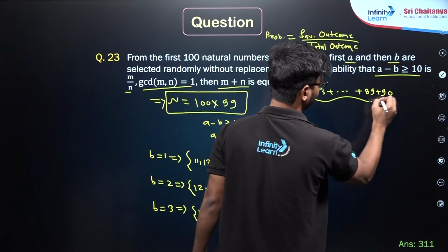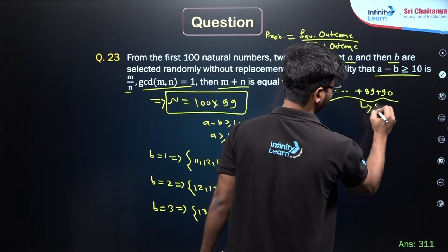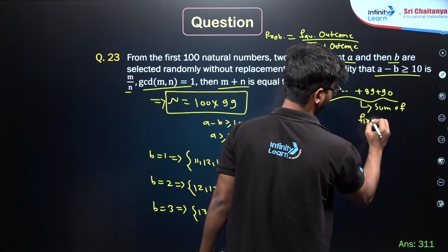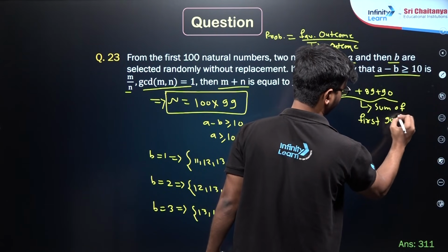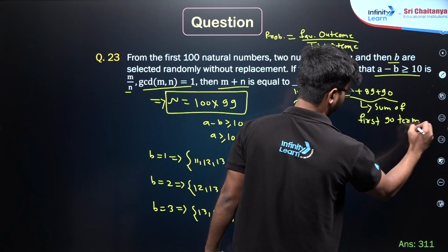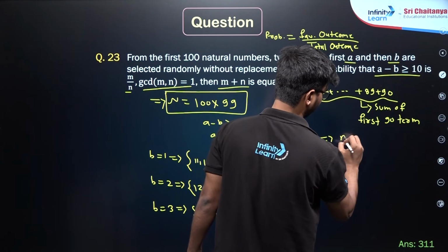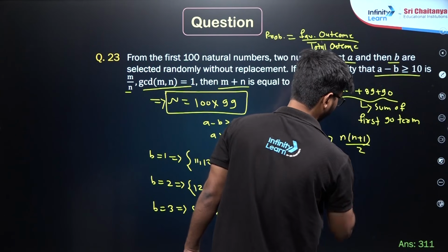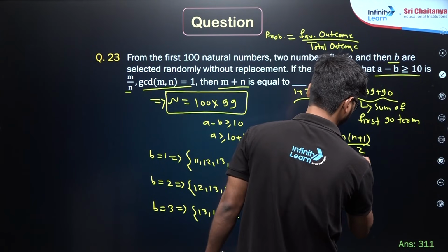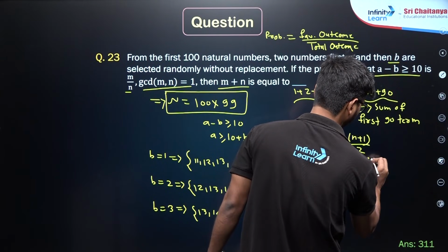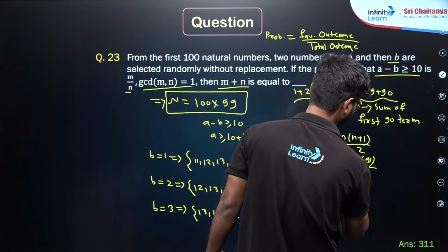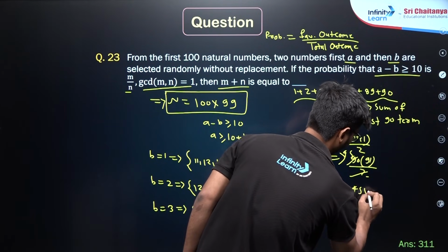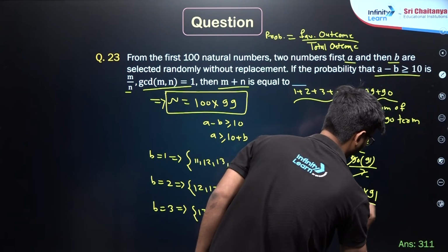This is nothing but the sum of the first n natural numbers, correct? Sum of the first 90 terms. And we have the formula, that is n into n plus 1 divided by 2. So the value of n here is 90. So 90 plus 1 is 91 upon 2. So here we are getting 45. So the favorable outcome we are getting is 45 multiplied by 91.